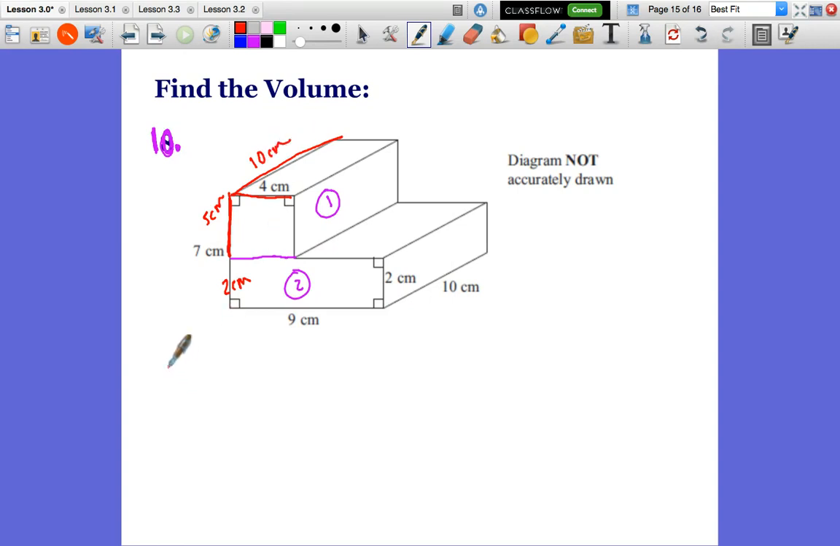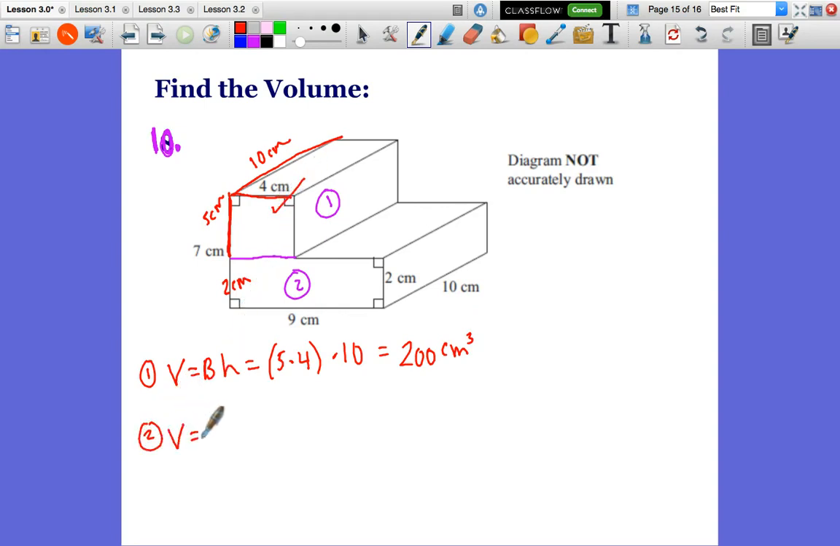So the volume for number 1, if we do area of the base times height, I'm going to have 5 times 4. The distance between those two is times 10. It does not matter which one you call the base for a rectangular prism, because you end up just multiplying the 3 dimensions. So that gives us 200, right? 20 times 10, centimeters cubed. So I've done number 1.